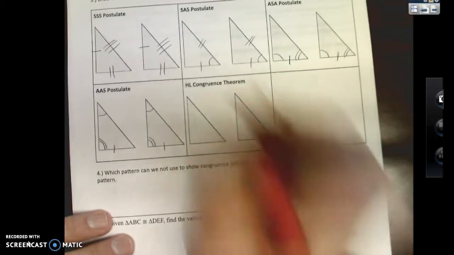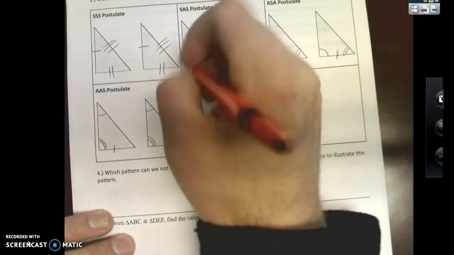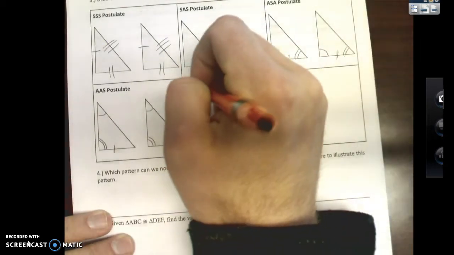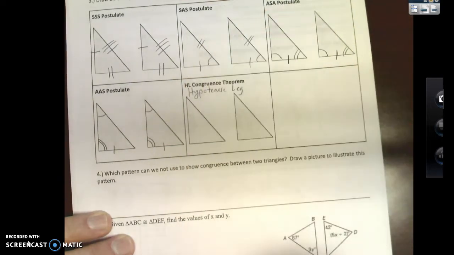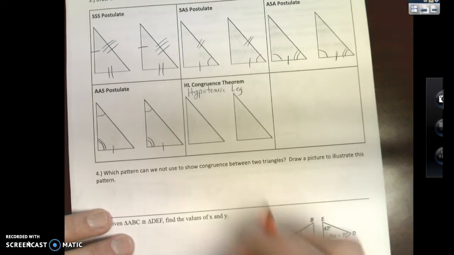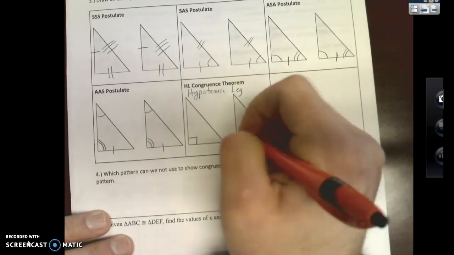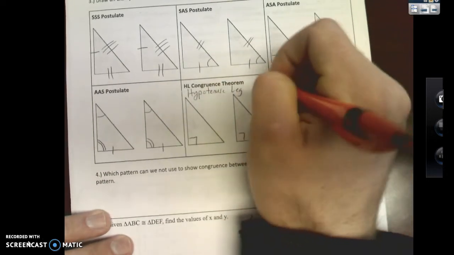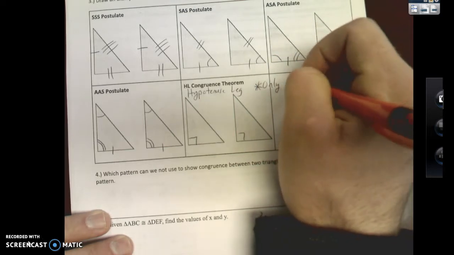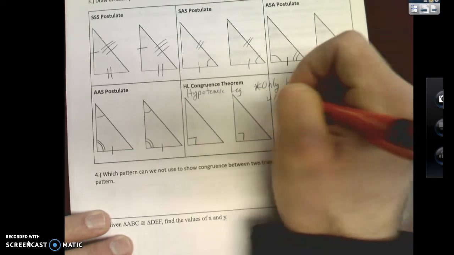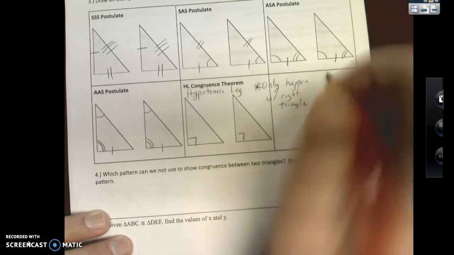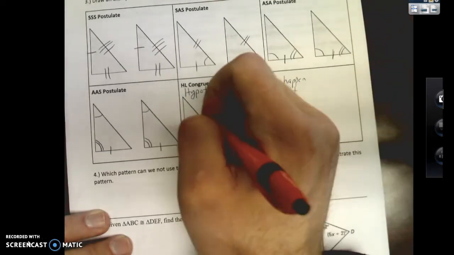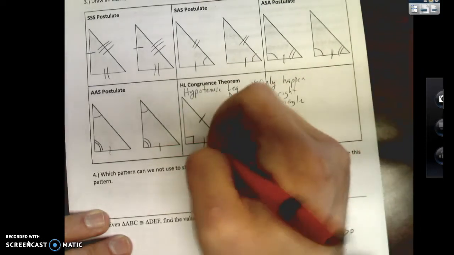Finally, this is the last one. We talked about this a long time ago. I just want to refresh your memory because there's one question on your test about this. Hypotenuse leg. This is a special one. This can only happen with a right triangle. Basically what it says is the hypotenuses are congruent, and so are the legs.